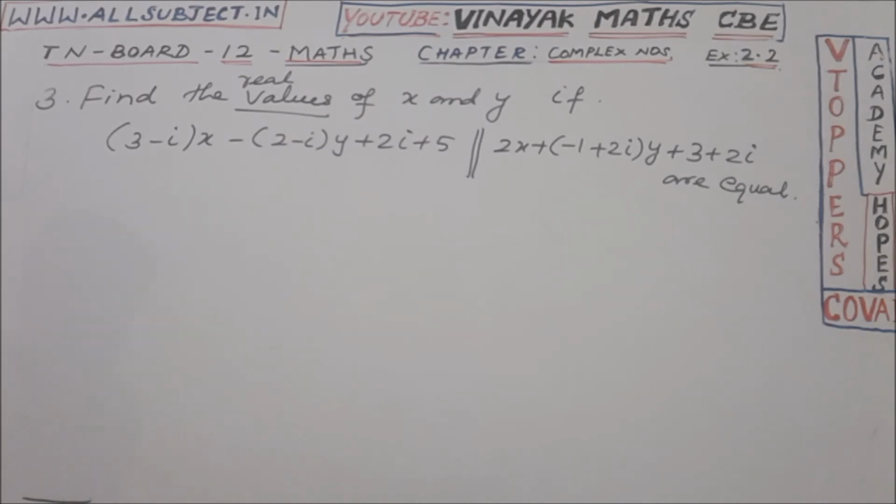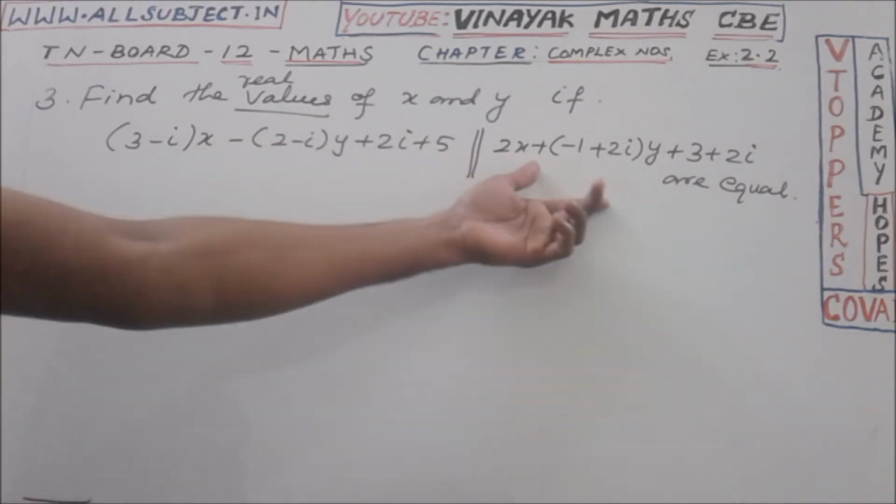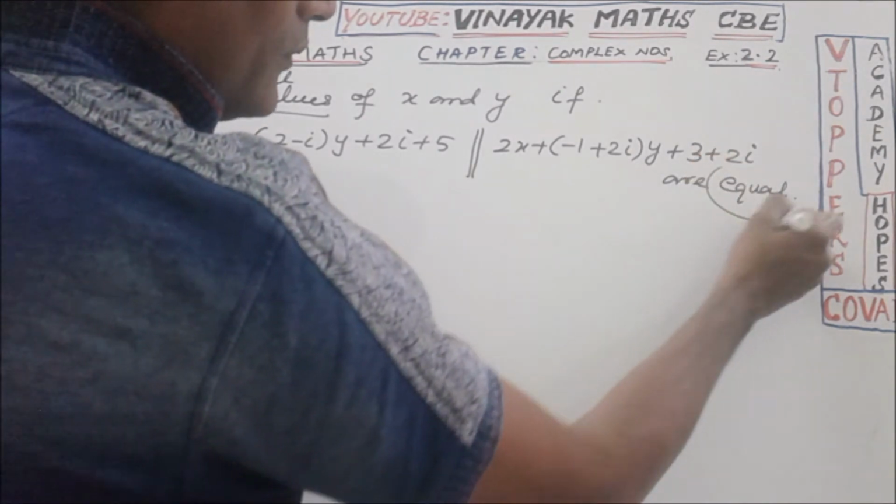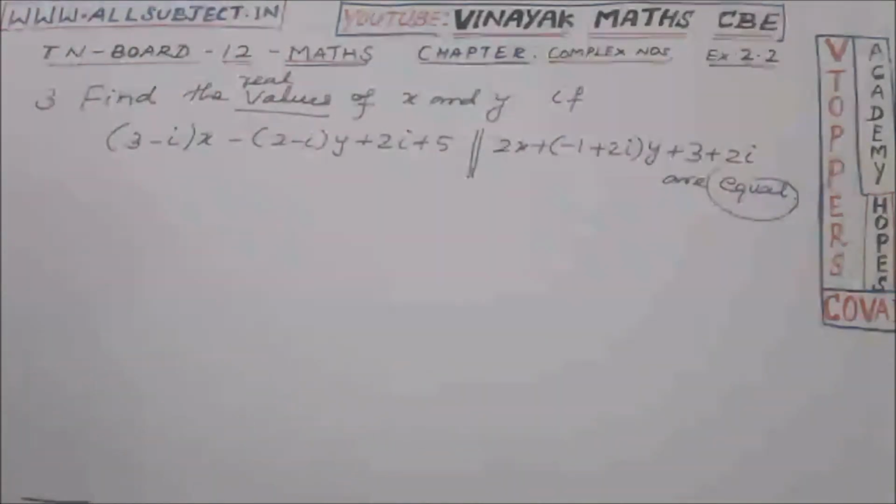Question number 3. Find the values of the real numbers x and y if the given complex numbers are equal. These are the two complex numbers given. If they are equal, what will be the values of x and y? Very important: if two complex numbers are equal, the corresponding real and imaginary parts should be equal.